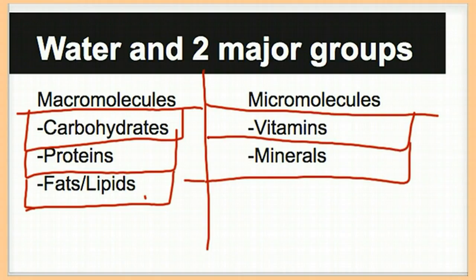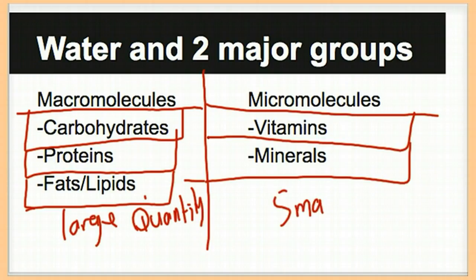Basically, what I want you to know is that macromolecules are made up of large chemical bonds, and they are needed in very large quantity. However, micromolecules are needed in smaller amounts. So macromolecules include carbohydrates, proteins, and fats, and micromolecules are vitamins and minerals, and they are needed in smaller amounts.